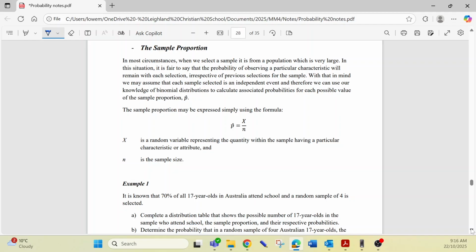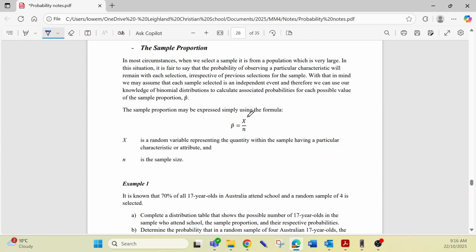In most circumstances, when we select a sample, it is from a population that's very large. In this situation, it's fair to say that the probability of observing a particular characteristic will remain the same with each selection. So the probability is going to be the same every time we take a sample. It doesn't mean the result will always be the same, but the probability is the same. So we can assume that each sample selected is going to be independent, and with that in mind, we can use our knowledge of the binomial distribution to calculate associated probabilities for each possible value of the sample proportion.